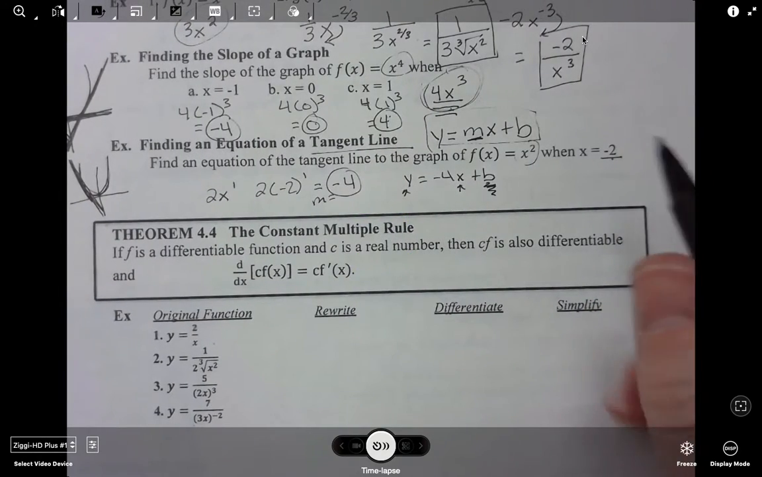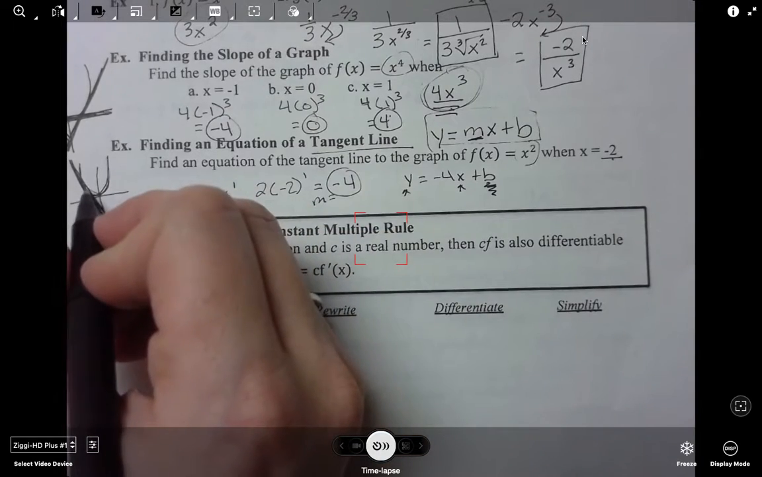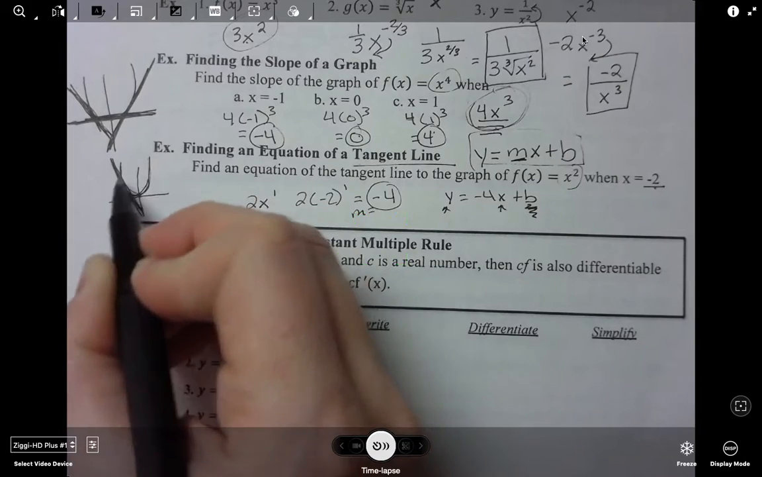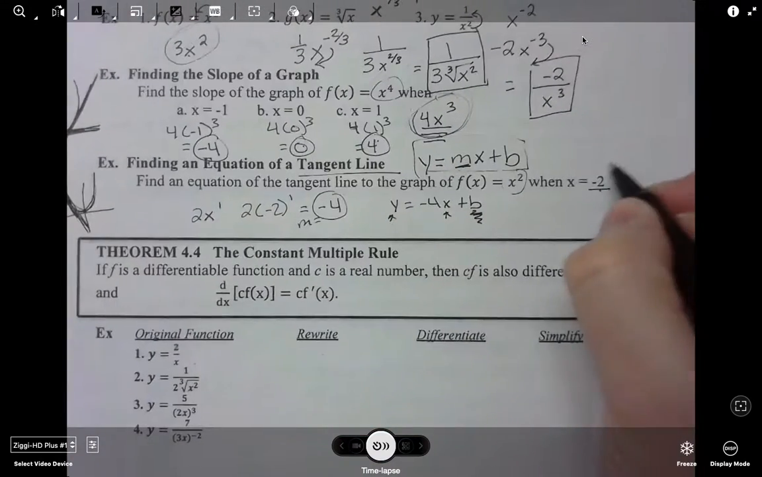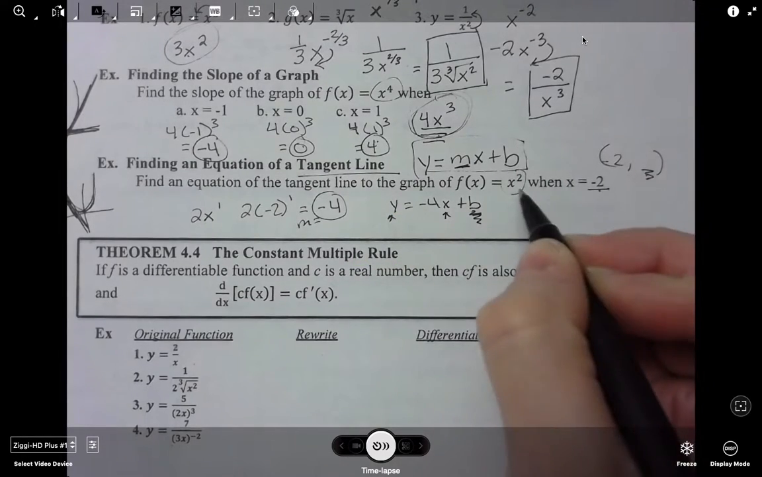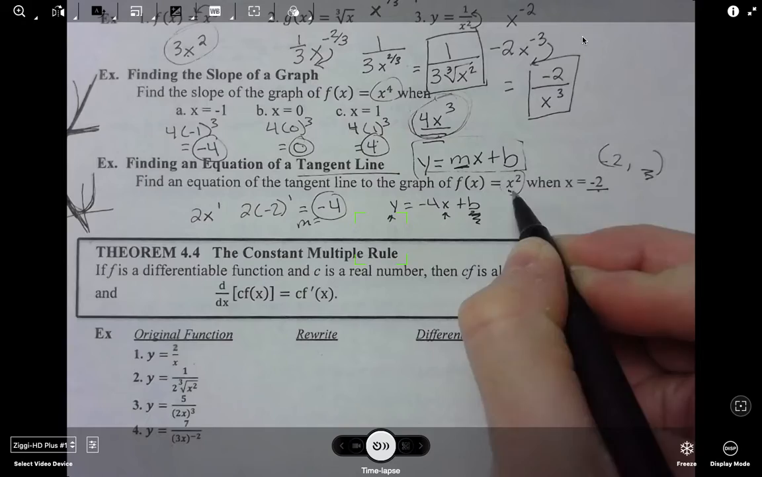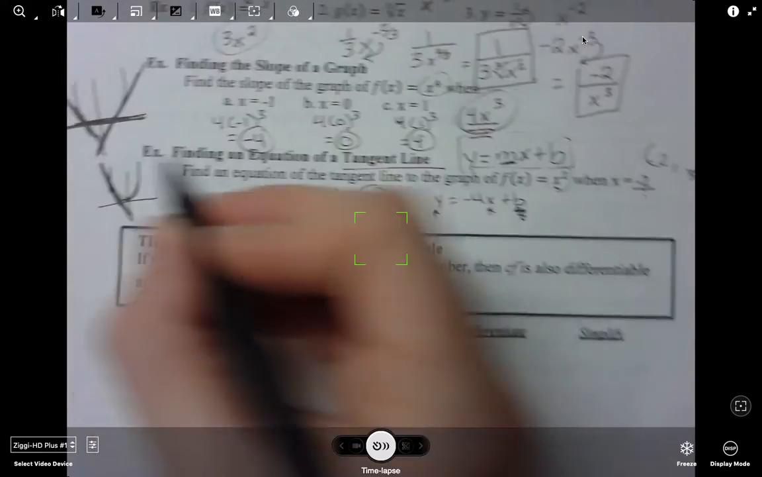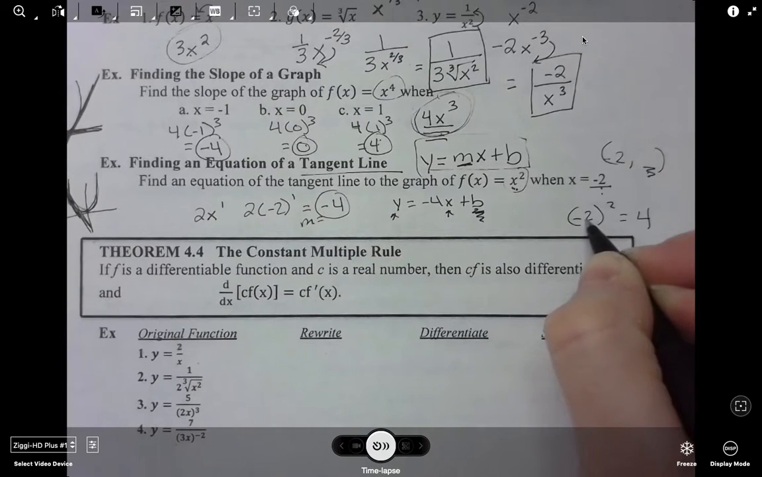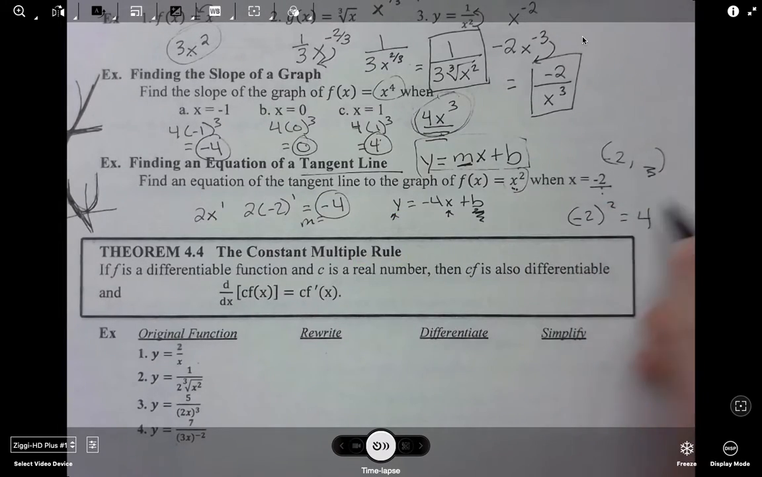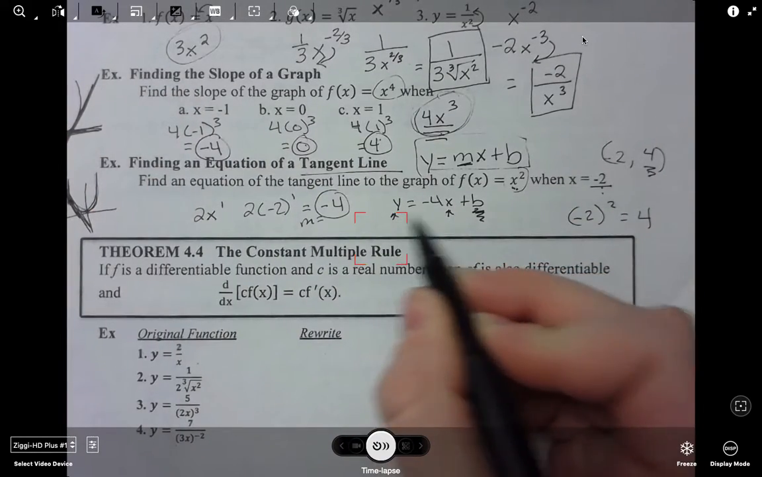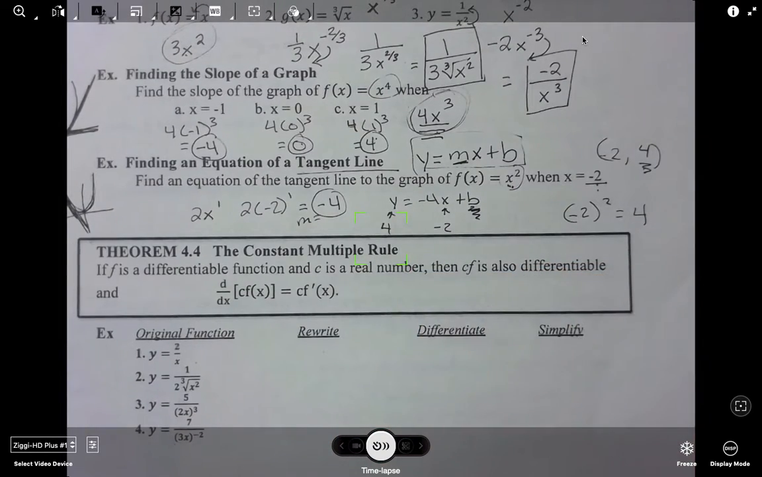If I think about where -2 lives on the graph, it's right here. -2 is on the graph of my parabola, and I need to find the y-coordinate of that -2. So -2 comma what? Well, to figure out that y-coordinate, I can plug it back into the original function. I plug -2 into the original function, and it will hit at +4. So this point right here is (-2, 4). Those are the values I'm going to use to plug in for x and y.